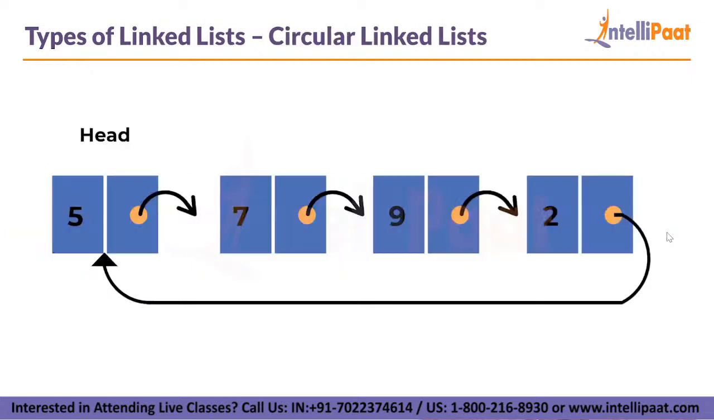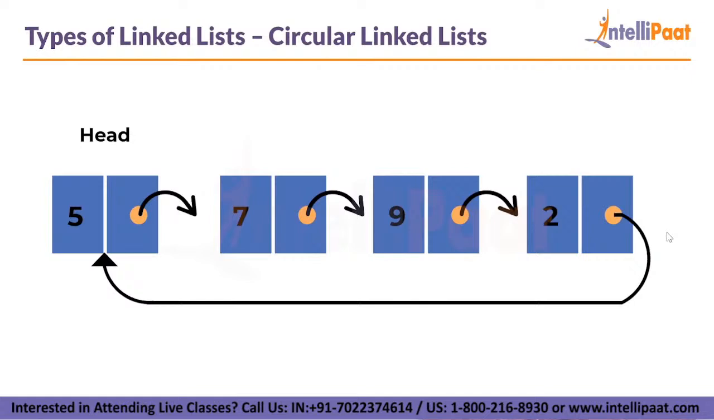After this, we have a circular linked list. So in a circular linked list, the last node of the linked list will always point to the first node or the head node of the linked list. So whenever we reach the last node of the list in a circular linked list, the last node next is going to point towards the head of the linked list. So that is how we determine these three linked lists, which is a singly linked list, doubly and circular linked list.